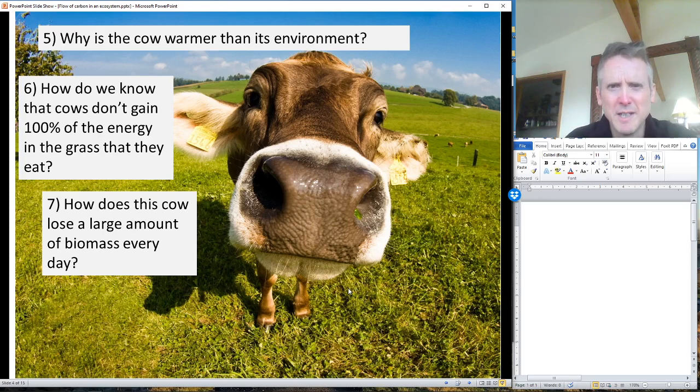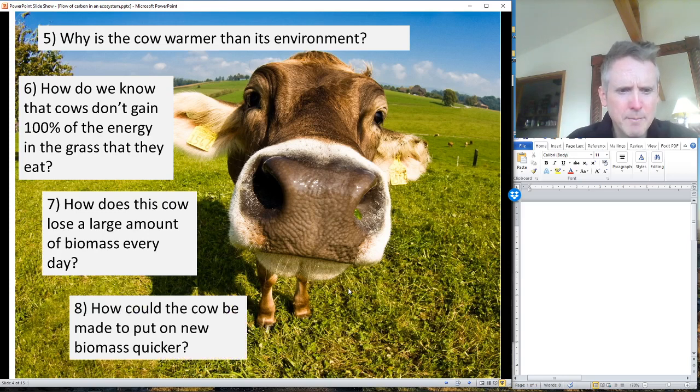You can get lost in the detail here. Well, this is a dairy cow, therefore once or twice a day it'll go for milking, and therefore that's its biomass. It's using its food to make the fats and sugars in its milk, and then we come along and take it. So yeah, it loses biomass every day, whereas a beef cattle, they lose their biomass on one very kind of sad day after they've lived a life running around fields and things. Then they lose all their biomass. But let's not go into that. It's a bit upsetting. How could the cow be made to put on new biomass quicker?